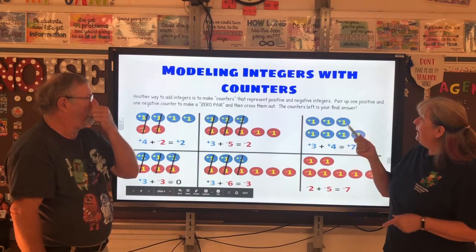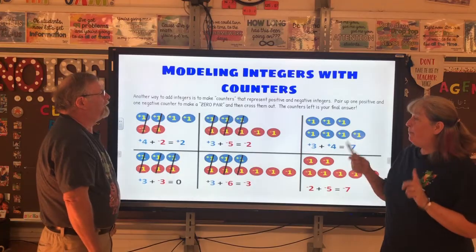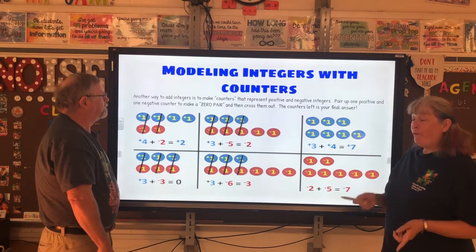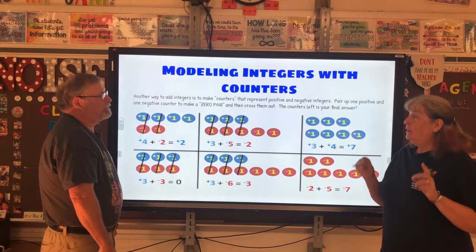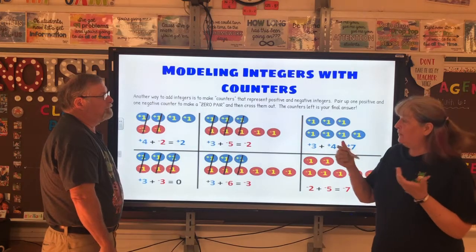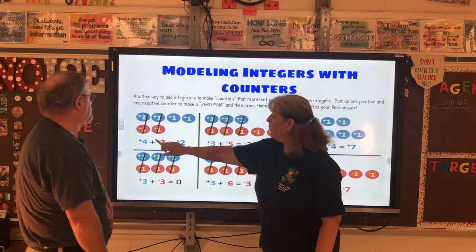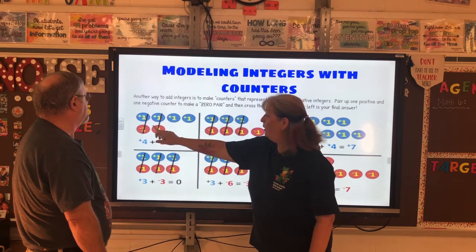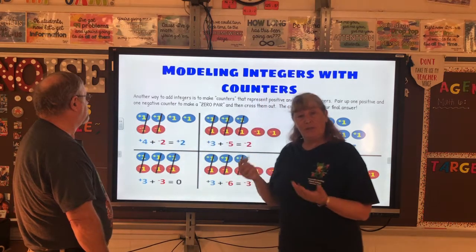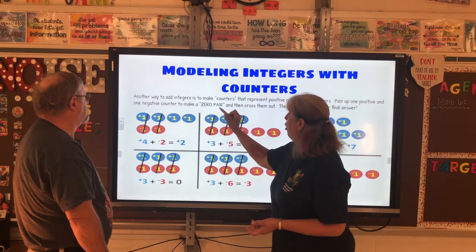You're up. Modeling counters. Another strategy is to model with counters. So everything that is positive has a certain color. In this case, we use blue. So this is a +4, and we're adding to it a -2. So I put my -2, which is a different color. Those create what we call 0.